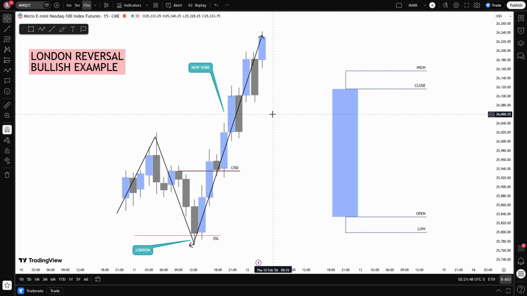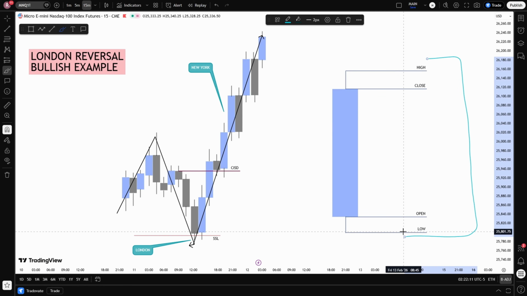So the sequence becomes very clear. London manipulates and reverses. New York continues and expands. In a bullish example, London creates the low of the day or near it, shifts structure, and then New York drives price higher. That's why we say London reversal, New York continuation. When you understand that sequence, you stop guessing session direction and start anticipating how the day is likely to unfold.